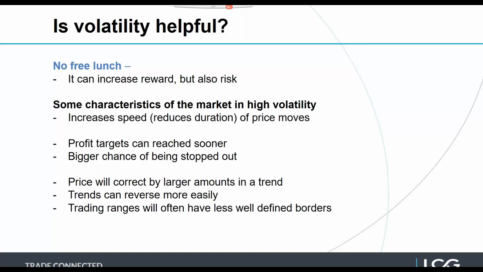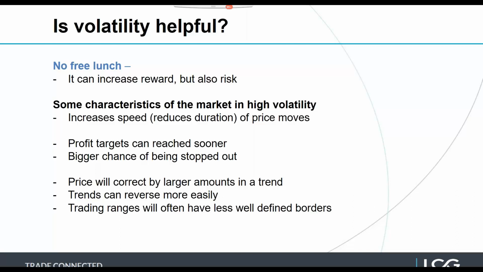It will increase the speed, or reduce the duration, of certain price moves. The net effect of that is that profit targets can be reached sooner. Clearly that's a benefit. But there is a bigger chance of being stopped out as well, because price is moving more in a certain period of time than it might otherwise have. It might run through what might have once been a reasonable level to place a stop, before then carrying on to the profit target, all within perhaps the same period of time, but there have just been bigger price swings.